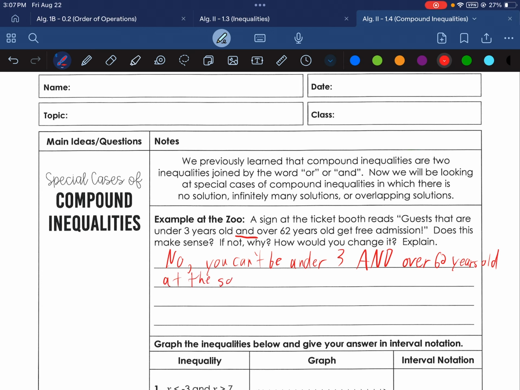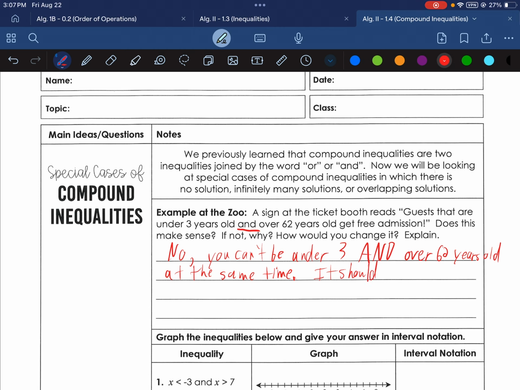So how would I change it? I will say it should say "or" instead of "and". Guests that are under 3 years old or over 62 years old get free admission. So that way both groups of clientele, the young and the old, can get in for free.